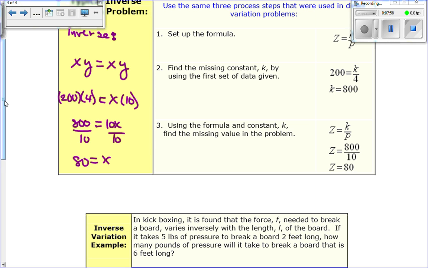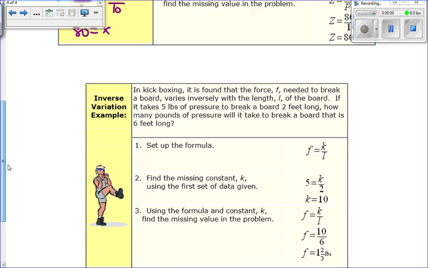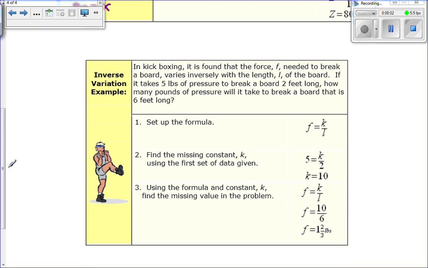And then there's just one more problem here for you. In kickboxing, it is found that the force F needed to break a board varies inversely with the length of the board. If it takes 5 pounds of pressure to break a board 2 feet long, how many pounds of pressure will it take to break a board that is 6 feet long?